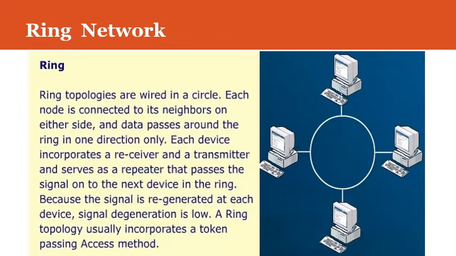Ring topologies are wired in a circle. So each node is connected to its neighbors on either side, and data passes around the ring in one direction only. So each device incorporates a receiver and a transmitter and serves as a repeater that passes the signal to the next device in the ring. So for example, eto sanang si device na to, dadaan muna siya dito and then bago niya i-transfer dito. Kaya siya passes from one signal to the other, or one device to the other. So a ring topology usually incorporates a token passing access code.